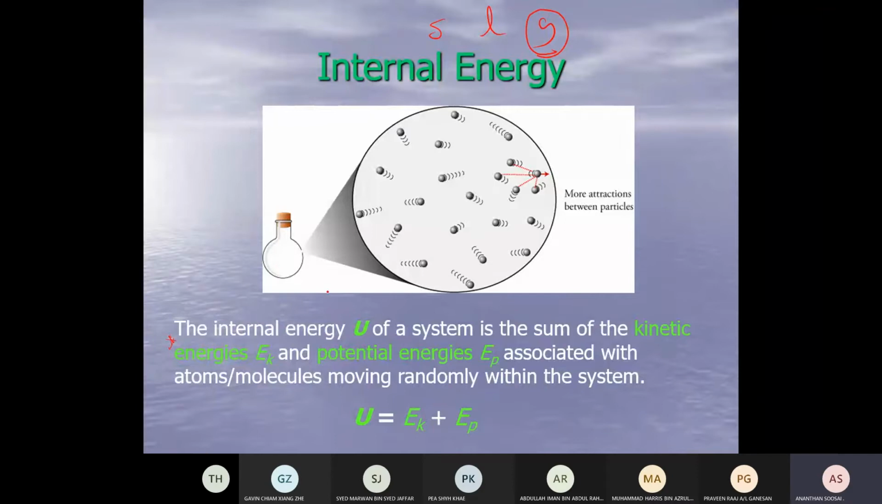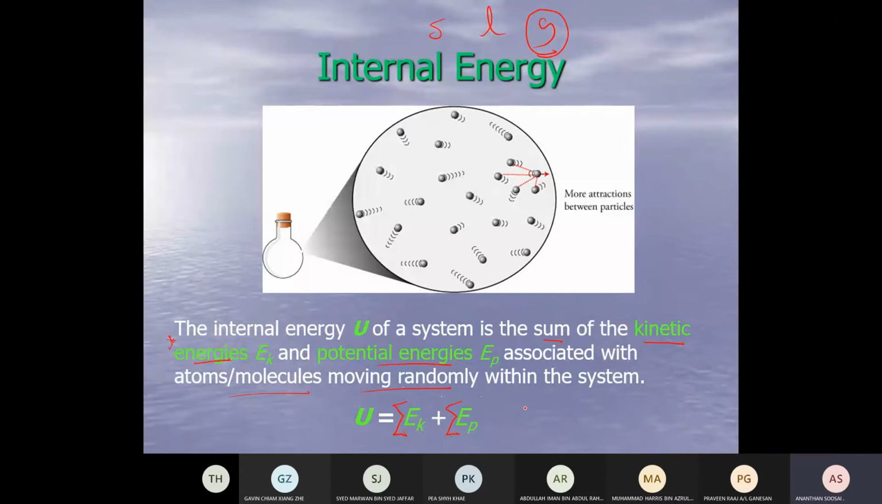So what is internal energy for a substance? It is the sum of kinetic energy and potential energy possessed by all the molecules due to moving randomly within the system. That's called internal energy, U. To simplify this equation, something is missing: the internal energy is the sum, put the summation sign, the sum of kinetic energy and the sum of potential energy possessed by all the particles in the substance due to random movement.